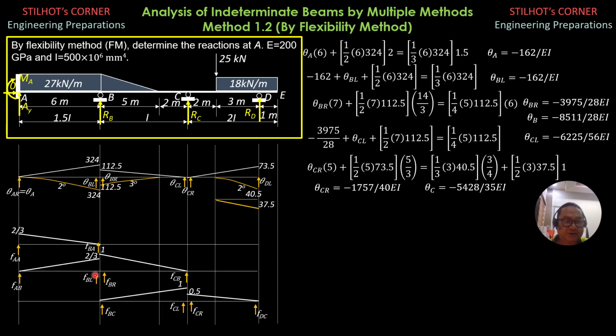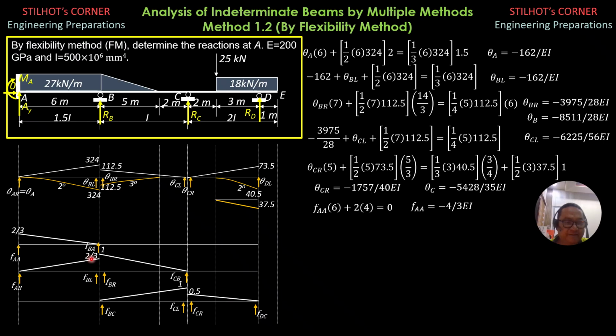Then for these force coefficients, FAA, summation of moment about the right: FAA times 6 plus the area, which is 1/2 of 6 times 2, so that's 2. This 2 here is the area of this triangle, and the moment arm is 4, of course, 2/3 of 6 is 4, equals 0. So FAA is negative 4 over 3 EI.